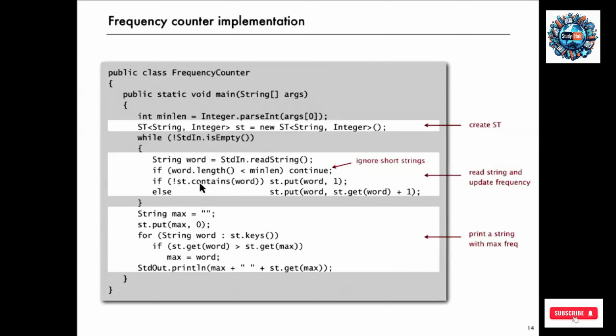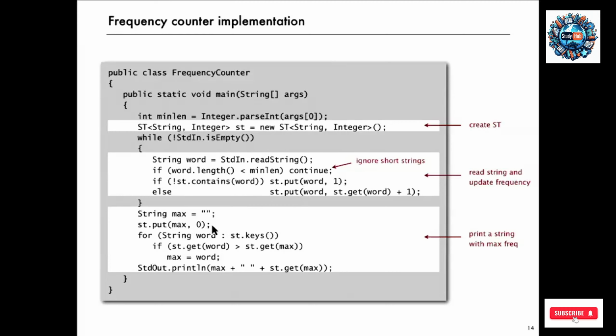And now the integer that we're going to associate with each word is the frequency of occurrence of that word in the symbol table. So if the word's not in the symbol table, we'll put it there with a frequency of occurrence of 1. That's the first time we saw the word. If it is in the symbol table, we'll just overwrite the old value, which is st.get(word), with the new value, st.get(word) plus 1. So increment the frequency in the symbol table. This loop reads in all the data and associates each word with its frequency of occurrence.